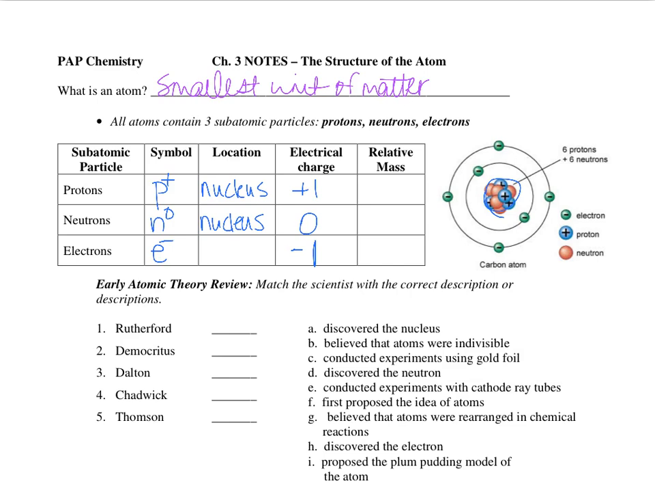Notice electrons are found circling the atom. They're not technically circling, but surrounding the atom in the empty space outside of the nucleus. And we'll talk about electrons a lot this year.